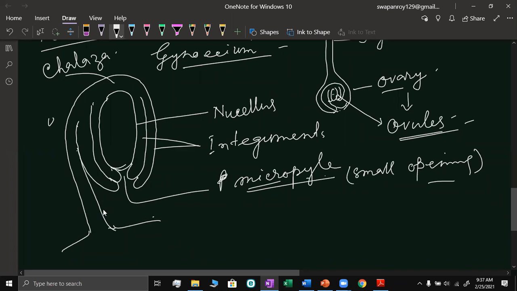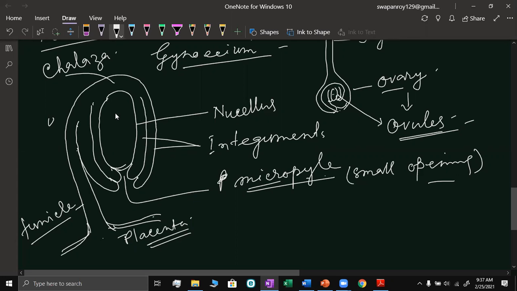This one is funicle. Funicle is the stalk of the ovule. The ovule is attached to a special tissue of the ovary, that is the placenta. So this portion is placenta.